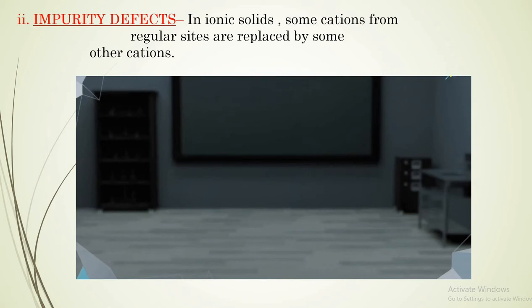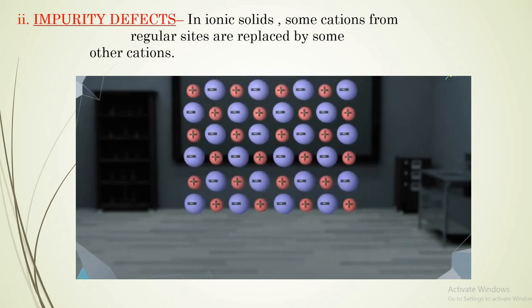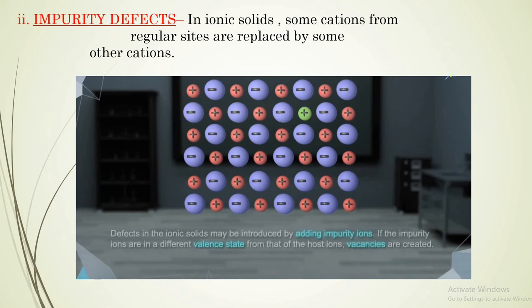Impurity defects. So far, we have discussed point defects where there are no foreign atoms. Foreign atoms can occupy interstitial sites or lattice sites in a crystal. Defects in the ionic solids may be introduced by adding impurity ions. If the impurity ions are in a different valence state from that of the host ions, vacancies are created.